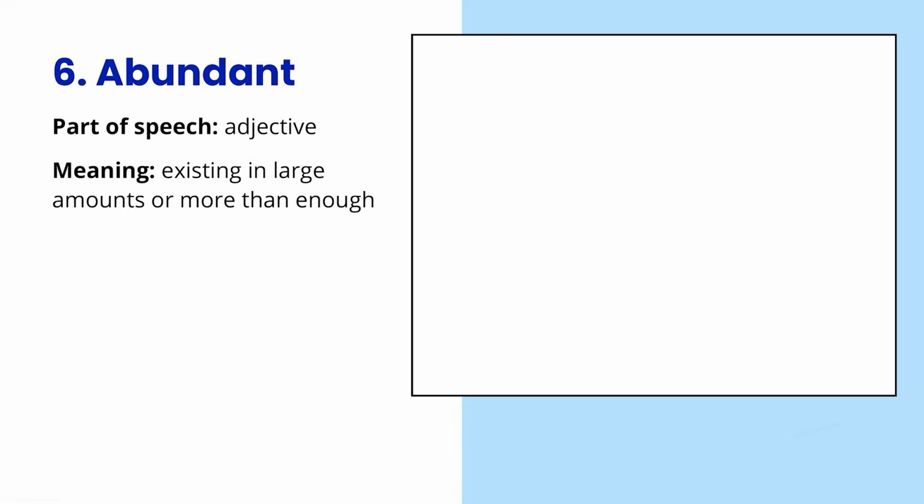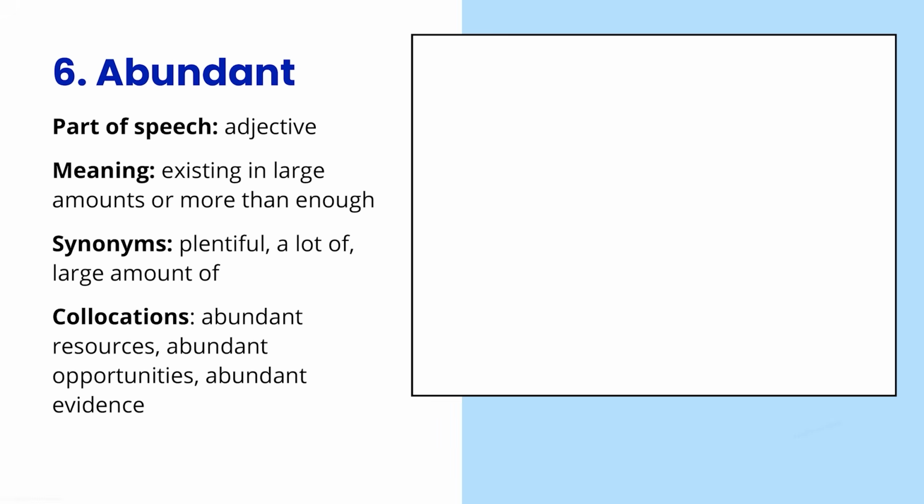Moving on to word 6, which is abundant. Abundant is an adjective, and it means existing in large amounts or more than enough. Synonyms: plentiful, a lot of, and a large amount of. Collocations: abundant resources. So this means a lot of resources, more than enough. Abundant opportunities, same thing. Abundant evidence, same thing. A lot of evidence, more than enough.